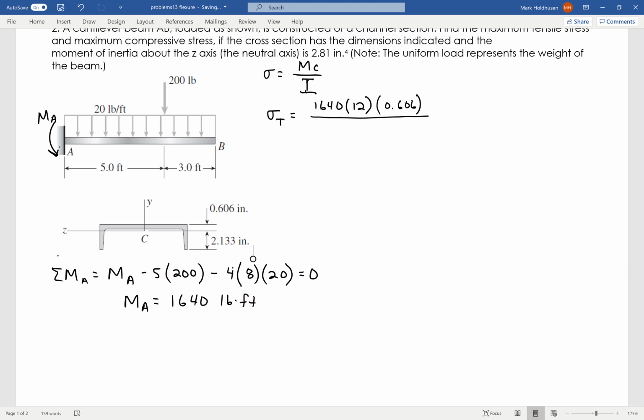Again, the moment of inertia is given to me. It's 2.81. So from that, I can calculate that the max tension is going to be 4.24, and that will be ksi. Again, I converted my foot-pounds to inches to get that.